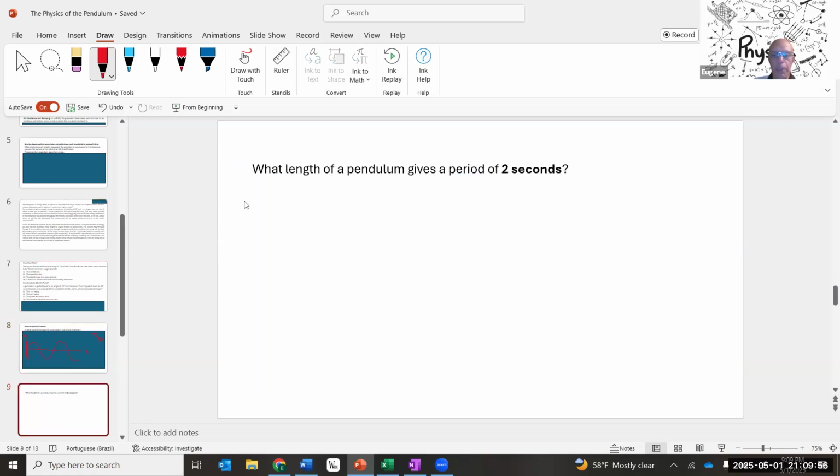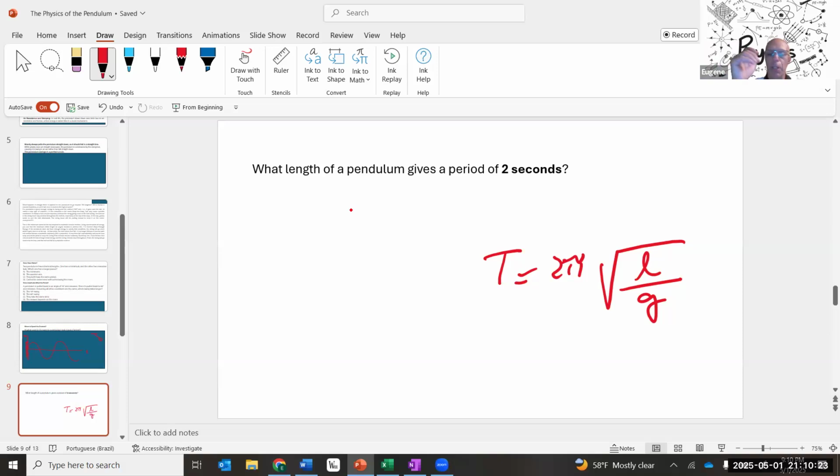And the last problem is what length of a pendulum gives a period of 2 seconds. This is a little problem. You have to use the formula, right? The formula is the period T equals 2 pi times the square root of the length divided by g. So he's asking for L. You just use this formula to calculate: g is 9.8, T is 2 seconds, so you calculate L using this formula.